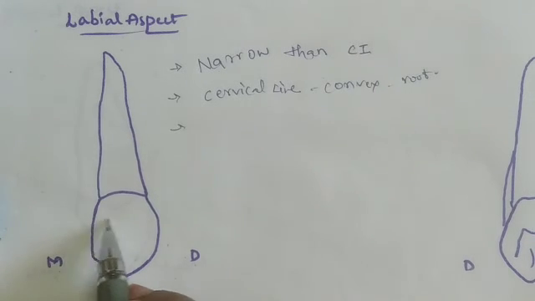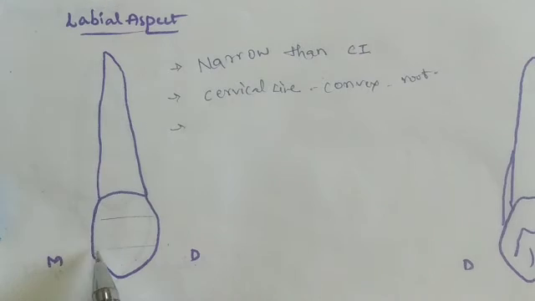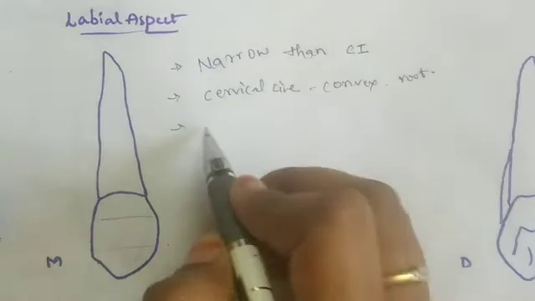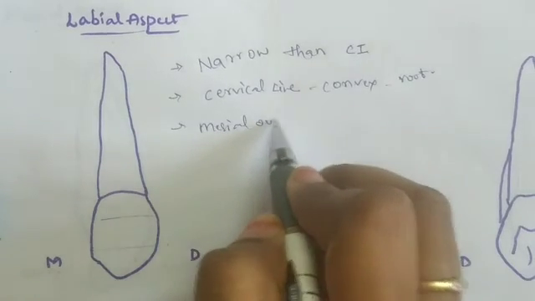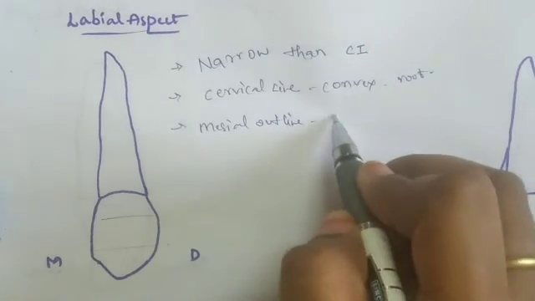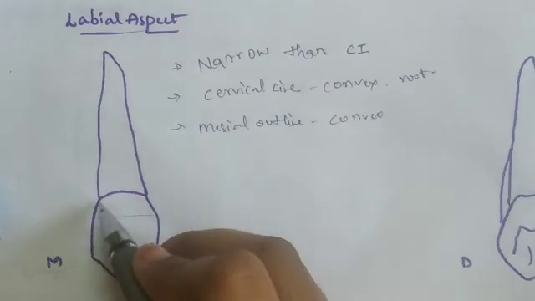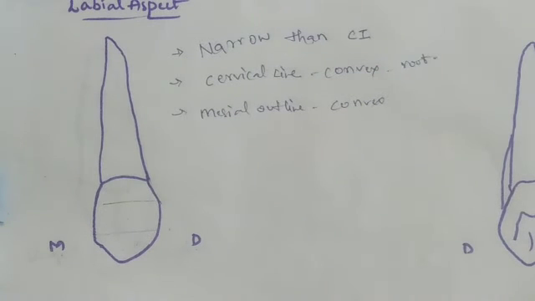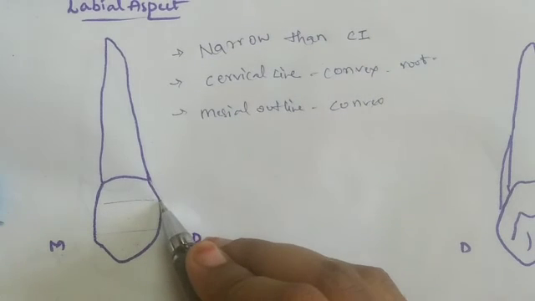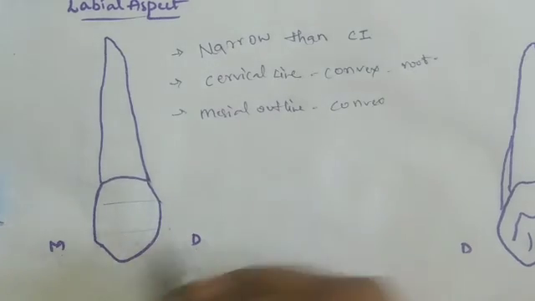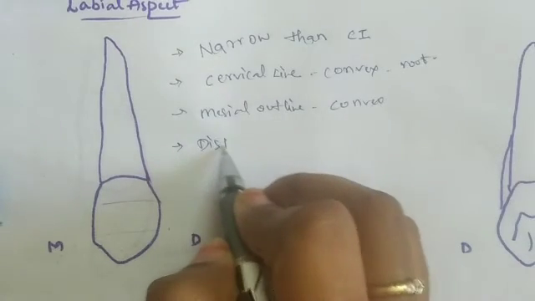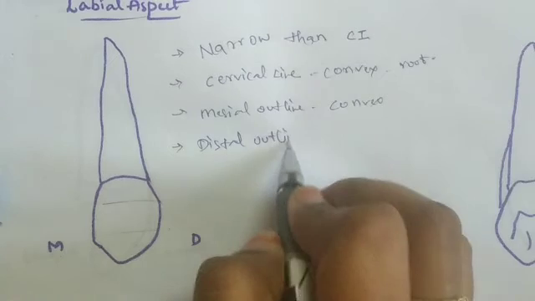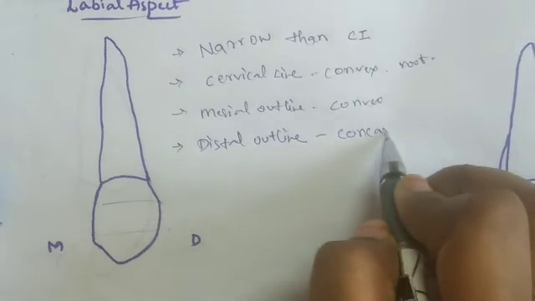If we divide the crown into 3 parts, incisal third, middle third and cervical third, the junction between the incisal and the middle third is the contact point. So the mesial outline is convex till the contact point. And next, the distal outline is somewhat concave from the cervical line. It is concave and slightly forms a straight line.